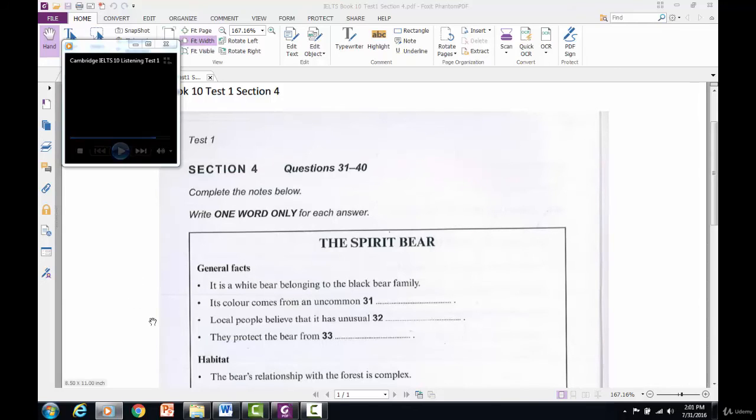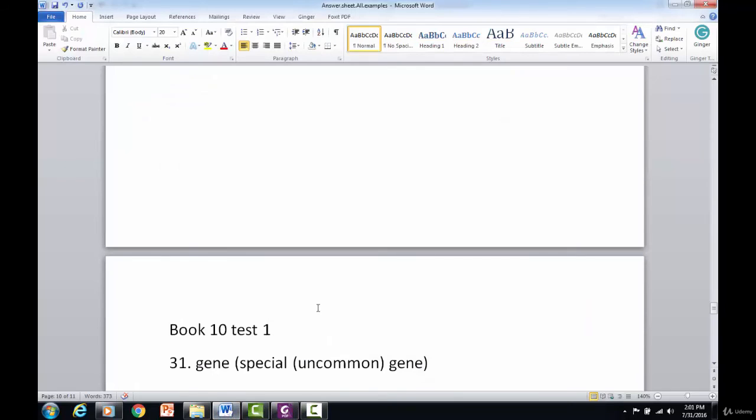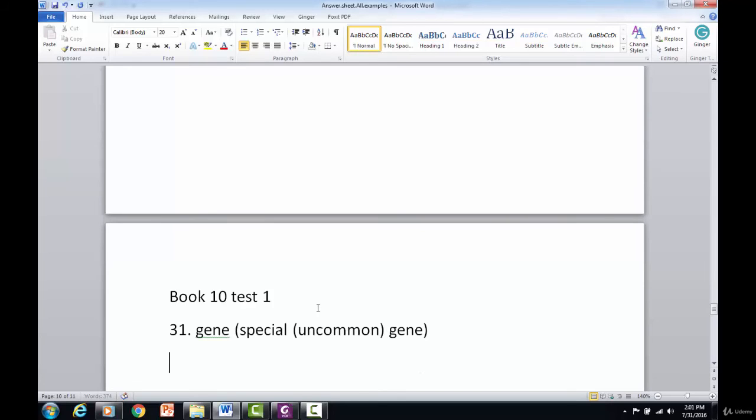So they use the word special twice as a synonym. For number 32, the answer was power. They said it had a special power. Special, a synonym for unusual.